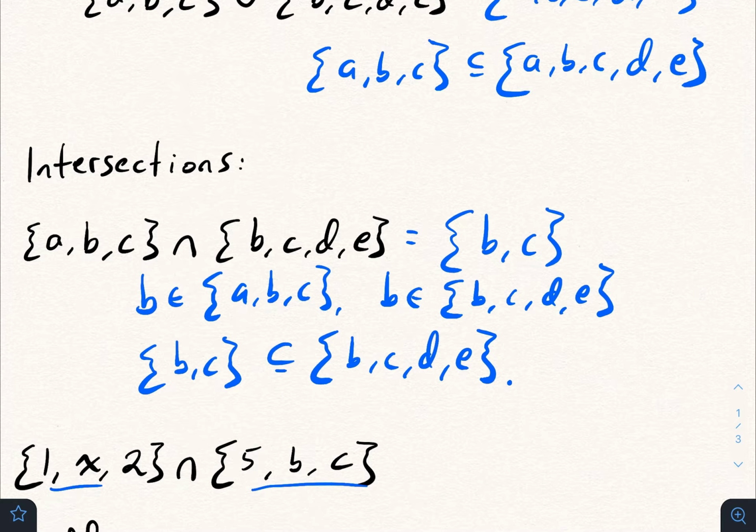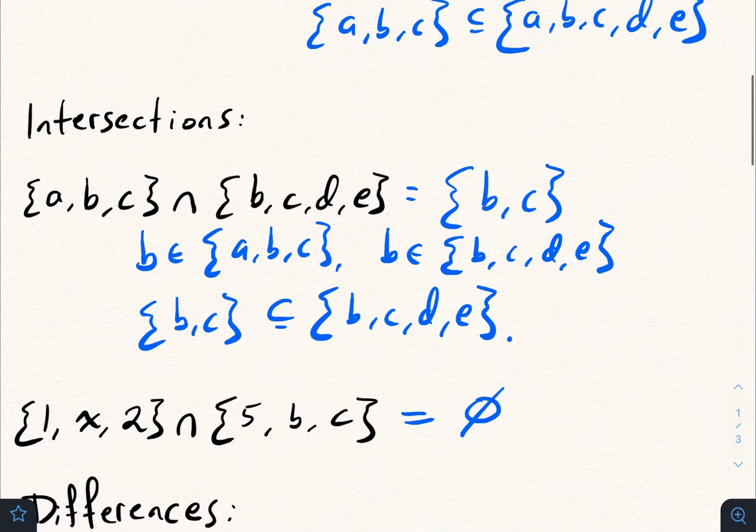What if there are no elements in common? Then what would you say the intersection is going to be? Well, 1, x, 2, 5, b, c. There's nothing in common between these two sets. And so we would say that the intersection of these two sets is empty. So we would call this the empty set. You could write this in a couple of ways. The way that I just did is the most common. Technically, you could write this as just a set with nothing in it. You could write it like this. But people most often will just write this as a circle with a diagonal line going through it. So this is the empty set.